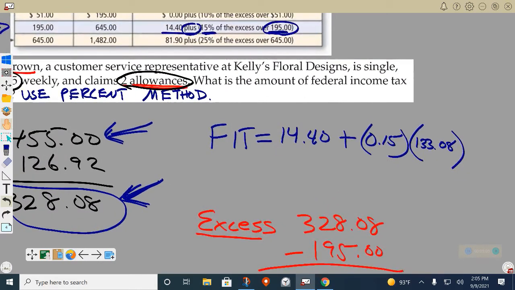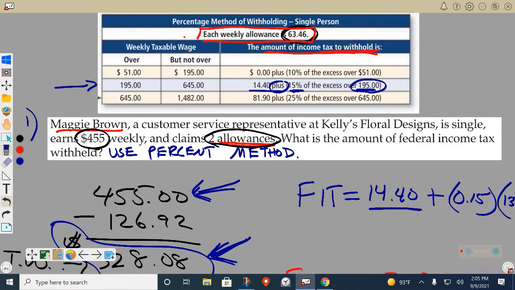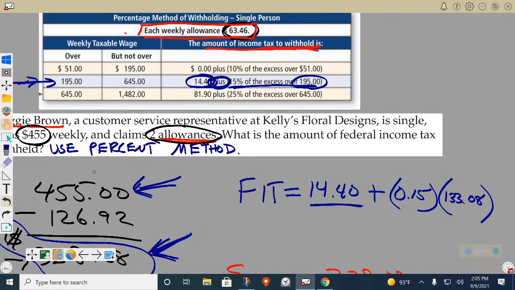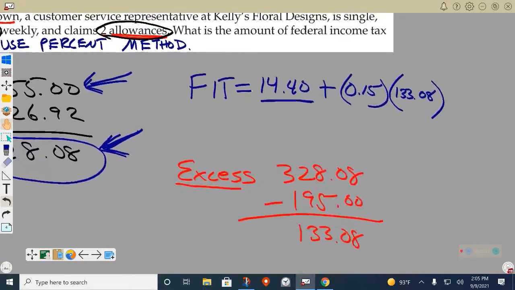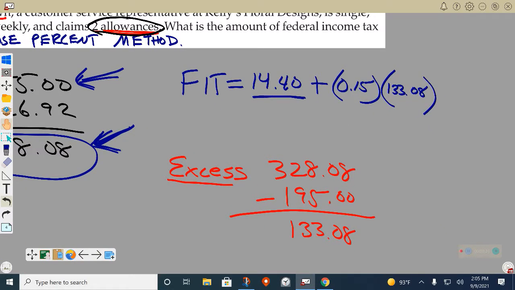So the 14.40 comes from the table. Remember, Maggie registered right here. So her tax is $14.40 plus 15% of whatever's over 195, and we just figured that out. The overage was 133.08. So we're ready to rock and roll. Questions so far before I do the last calculation?